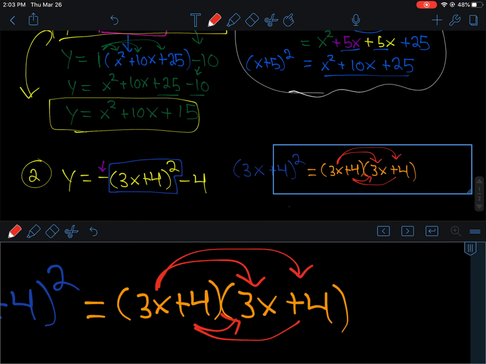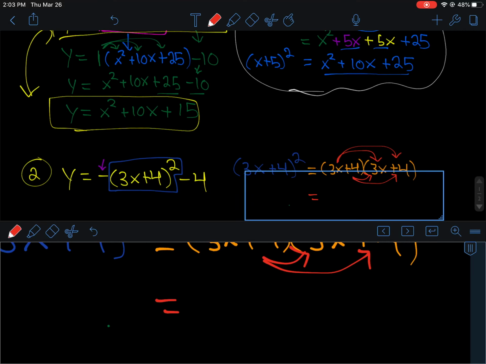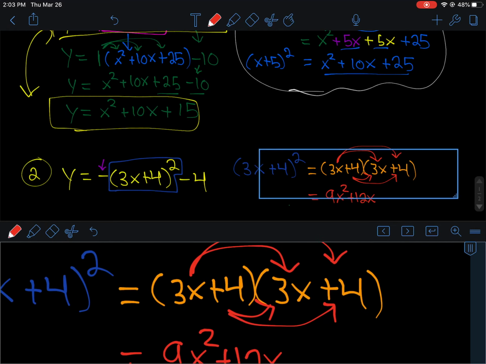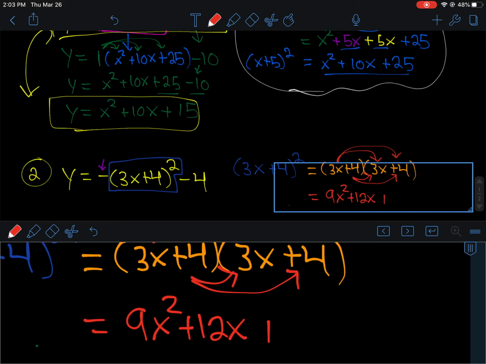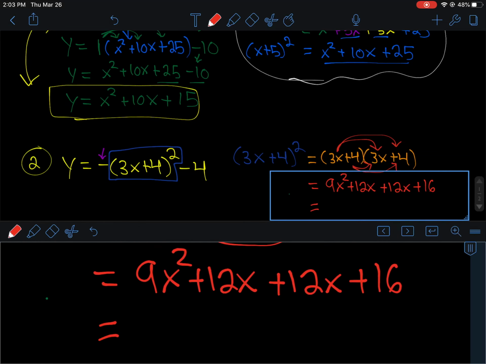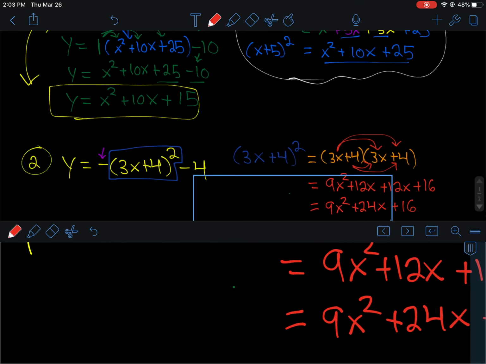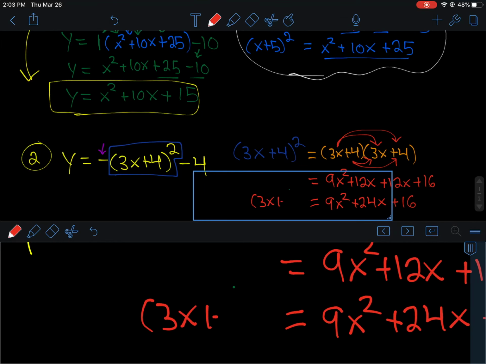In this case, I'm going to do this one a little bit quicker. So again, remember 3x times 3x is 9x squared. 3x times 4 is 12x. So again, that's my 2 top arrows. Now my bottom arrow, distribute the 4 now, so it'd be plus 12x. And then 4 times 4, which is going to be 16. So in this case, I have 9x squared plus 24x plus 16. So again, this is what 3x plus 4 squared equals.